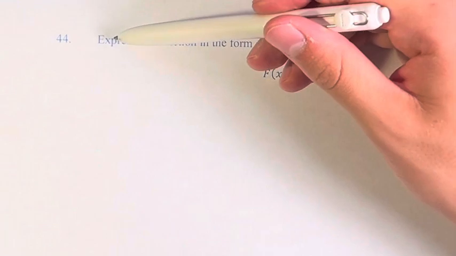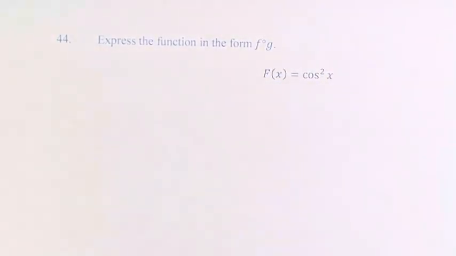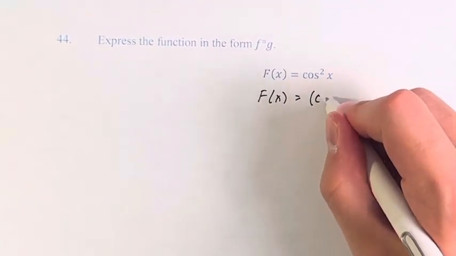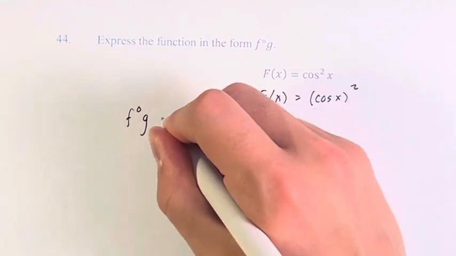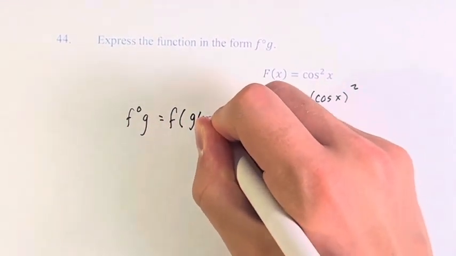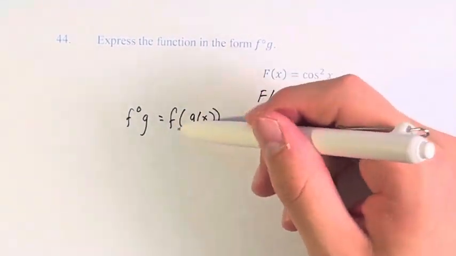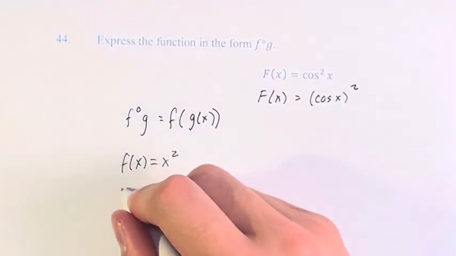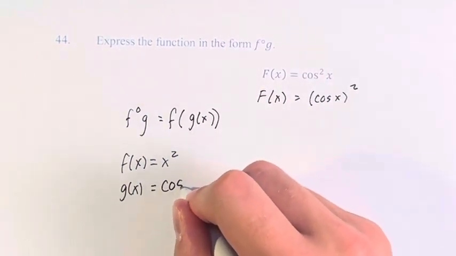In this problem, we're asked to express the function in the form f of g, where we have f of x is equal to cosine squared of x. So when we have this function, and I'm going to write this as cosine x being squared, we can see a natural choice for the composition f of g of x, where the outer function, f of x, is just x squared. And the inner function, g of x, is just whatever's inside that thing being squared, cosine x.